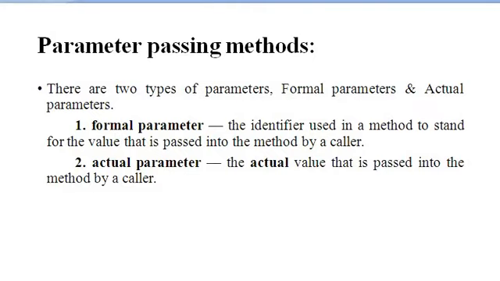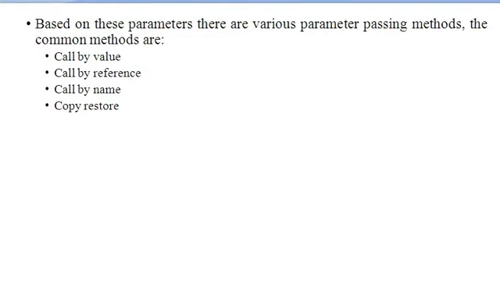For example, void sum(int a, int b); the parameters passed to function sum, int a and int b, are formal parameters. But whenever you call the sum method like sum(8, 12), then these parameters are actual parameters. So based on these parameters, there are various parameter passing methods. The common methods are call by value, call by reference, call by name and copy restore. You already studied call by value and call by reference in your C language. A general example for this is swapping of data.